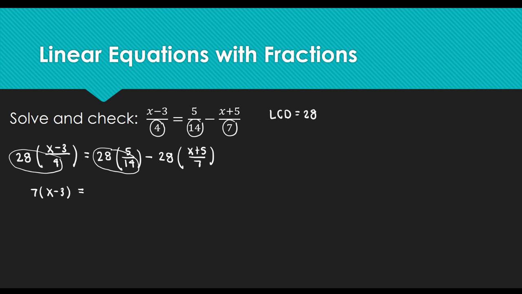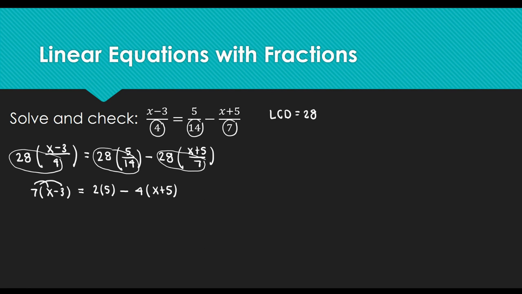Notice that 28 and 14 I can divide. 28 divided by 14 is 2, so then that becomes 2 times 5, because then I multiply by the numerator. Minus 28 and 7, I'm going to divide that. 28 divided by 7 is 4, and that leaves me with the numerator getting multiplied by it. So there is my clearing of the fractions. And now we're back to, can I solve for x?